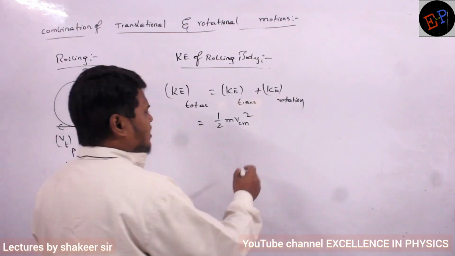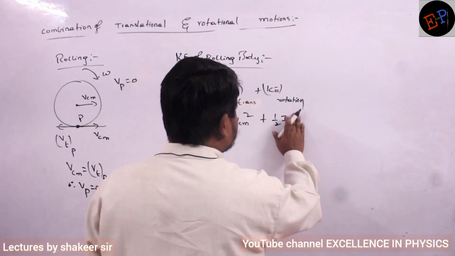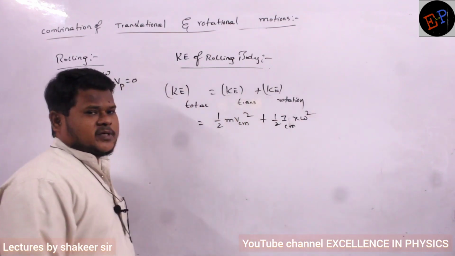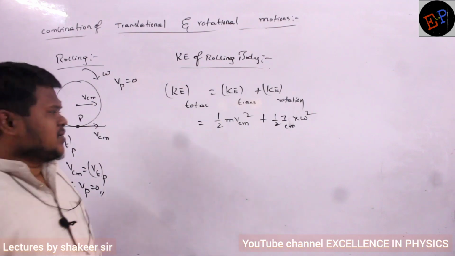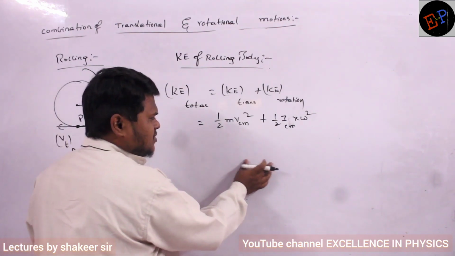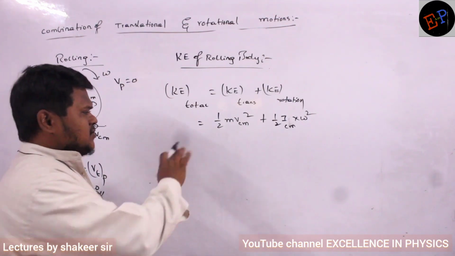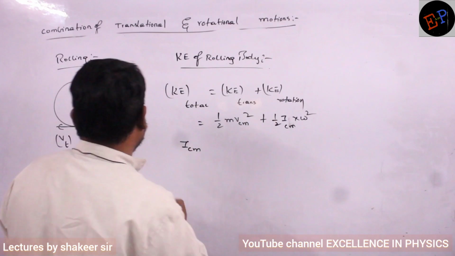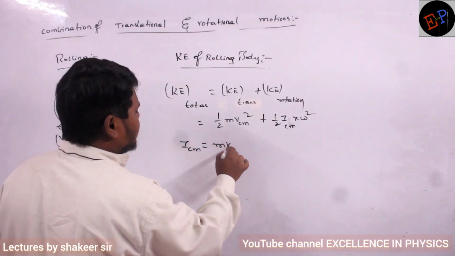Clear now? Kinetic energy of rotation is how much? Half I center of mass into omega square. This is the kinetic energy because of rotation. Half I omega square only. No? Are you able to understand? So kinetic energy because of translation, kinetic energy because of rotation. Okay. So I center of mass, moment of inertia of this body about the center of mass, can be written as mk square also.